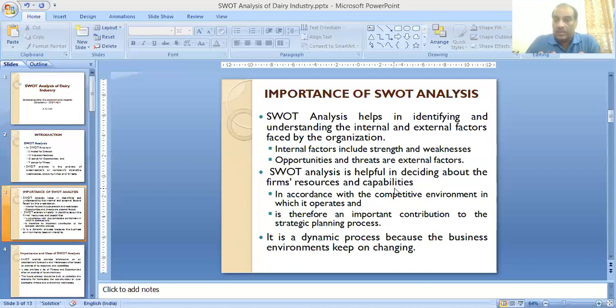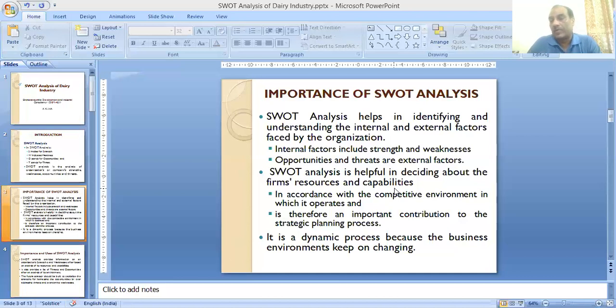So SWOT analysis is helpful in deciding about the firm's resources and capabilities in accordance with the competitive environment in which the industries are running. It is therefore important to identify all these opportunities and make a strategic plan, a plan which helps us in accomplishing the goals of the organization.